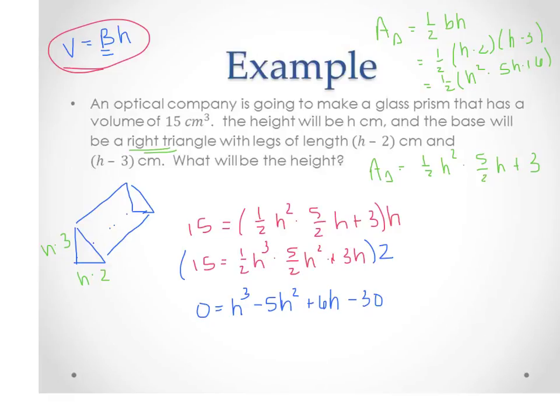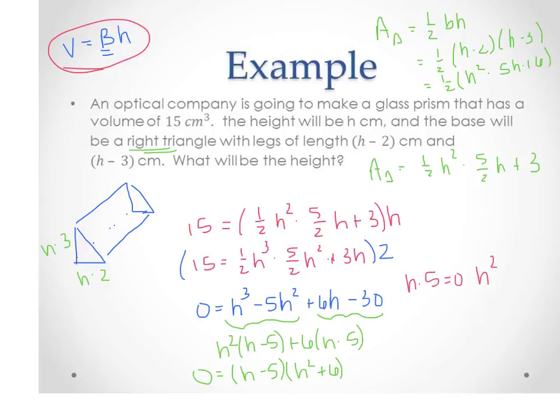Okay, so we need to solve this. So we have 4 terms, so the first thing you should think about is grouping. So what do the first two have in common? h squared. Pull that out, you get h minus 5. What do the second two have in common? A 6. Pull that out, you get h minus 5. So we get h minus 5 times h squared plus 6. So if we set both of those equal to 0, you're looking at h minus 5 equals 0 and h squared plus 6 equals 0. So you get h equals 5 from the first one.